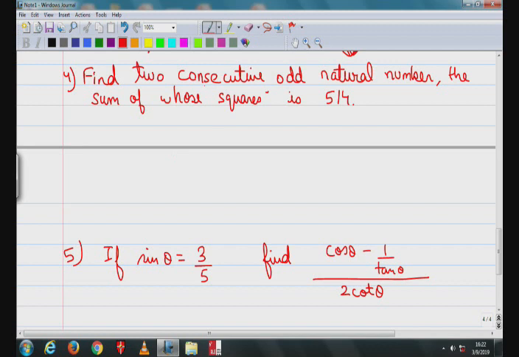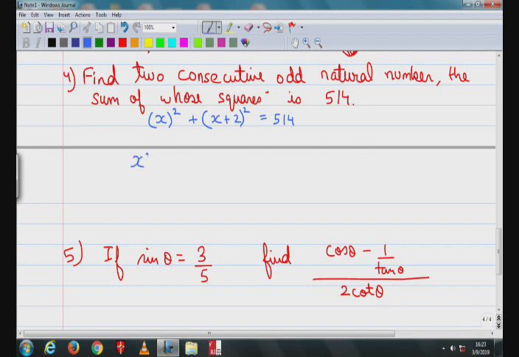Two consecutive odd natural numbers. You know odd natural numbers always differ by 2. So if one of the numbers is x, another one can be x plus 2. And the sum of whose squares means your equation will be like this: squaring both of them and then adding, that will be equal to 514. So you can solve this equation and you will get the answer.